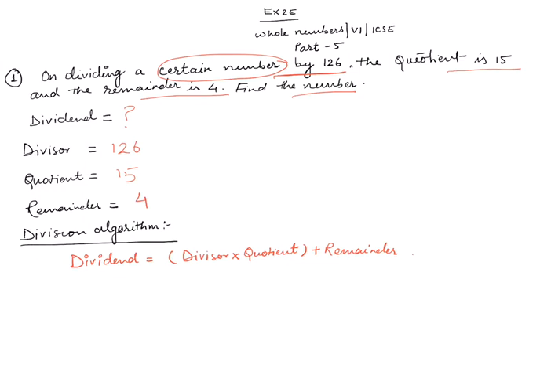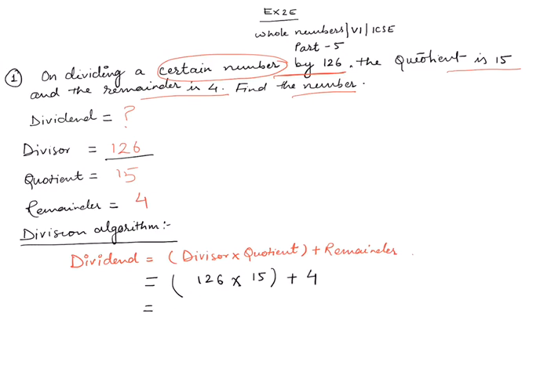Now we will solve this question with the help of this division algorithm. So I have already given you this formula. A dividend is equal to divisor multiplied by quotient plus remainder. So we will put all these values in this formula. At the place of divisor we will put 126. At the place of quotient we can write 15 and the remainder we can write 4.